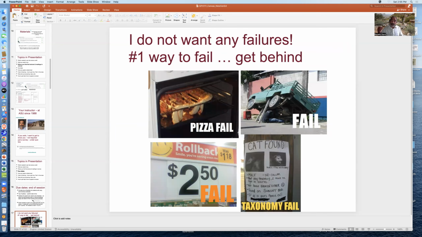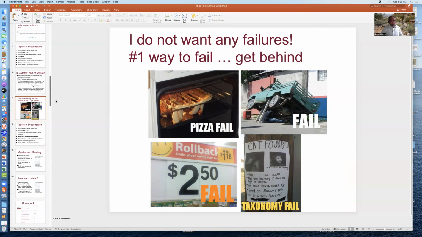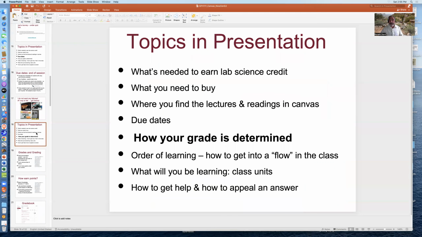The number one reason why students fail this class is that they get behind, they start late, or they forget completely about the class and they fail. And that breaks my heart. So just stay on top of things and you'll earn the grade you want. So what is the grade you want? How is your grade determined?